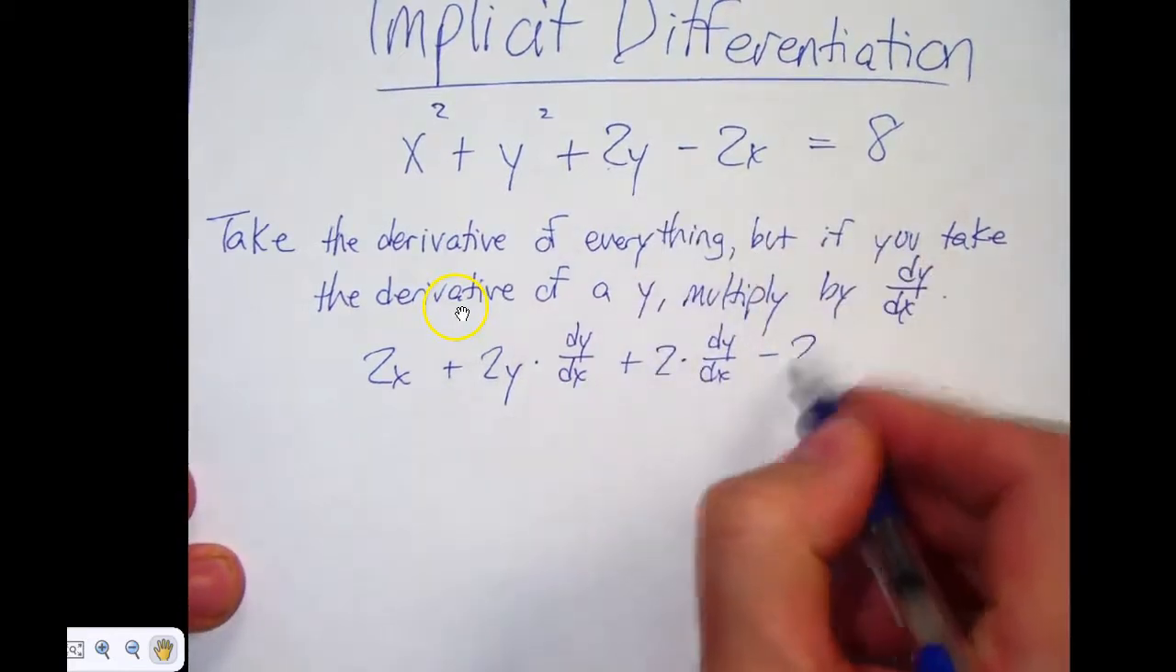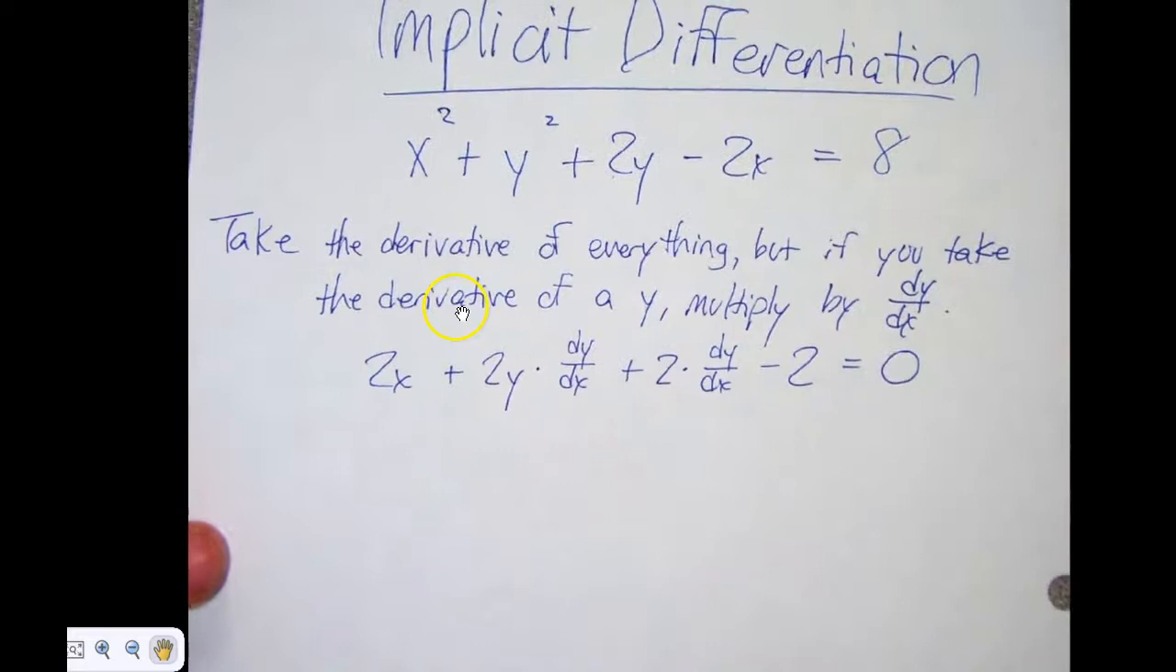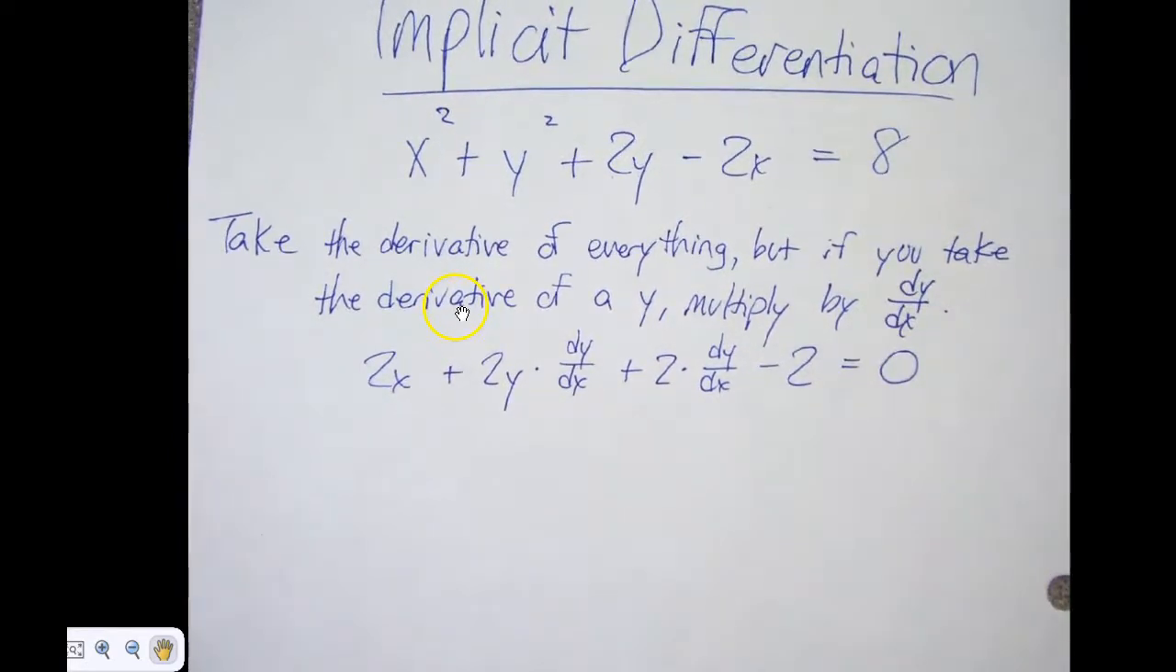Derivative of negative 2x is negative 2. And what's the derivative of 8? 0. That's really easy to forget, because you're just like, oh, that's just a number, I'm going to bring it down. But make sure you're taking the derivative of that number also.